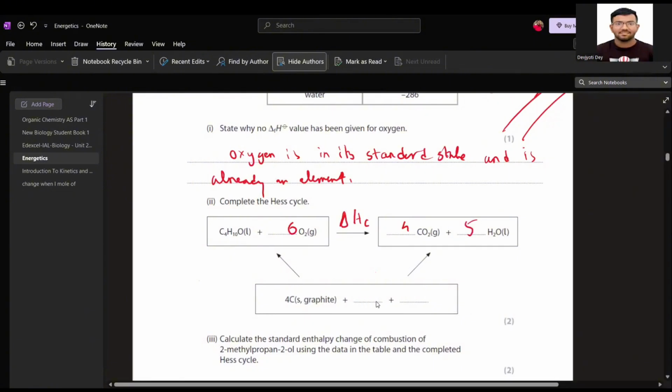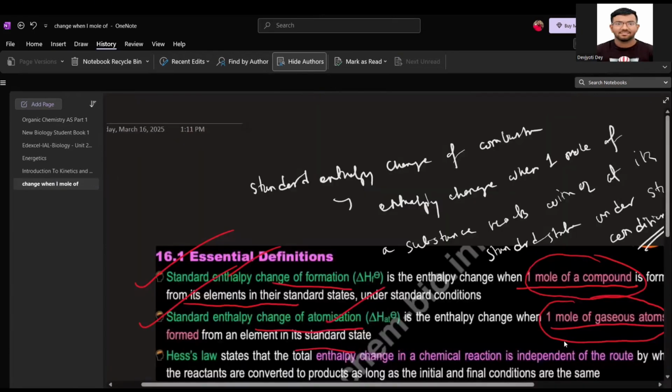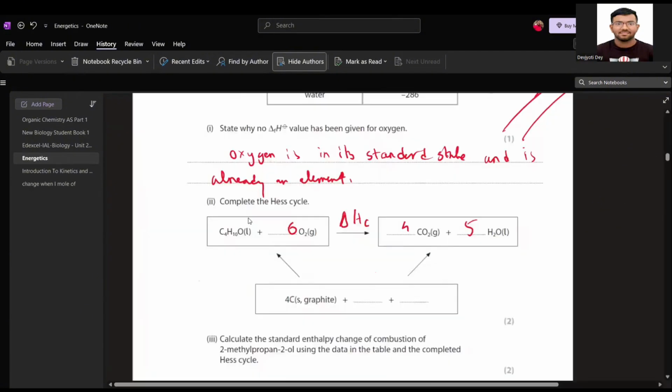If I talk about the formation, what do we know about formation? That enthalpy change when 1 mole of a compound is formed from its elements in their standard states, right? So what are the elements? Let's identify the elements in both the product and the reactant side. We have carbon, hydrogen, and oxygen. It's the same on the product side as well. The only elements present are carbon, oxygen, and hydrogen. That means we just have to write the elements down here. Carbon has already been written, so we can write hydrogen, and we can give oxygen. Yes, did you understand?